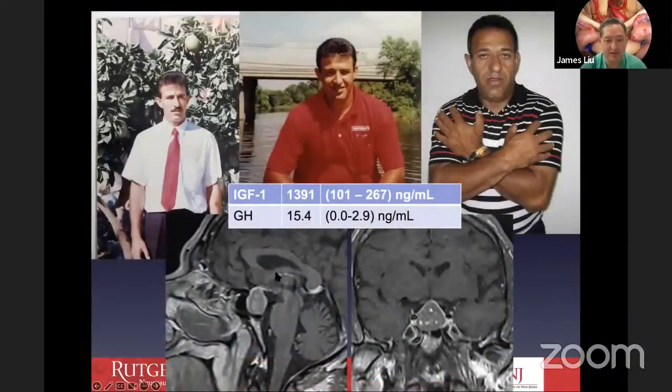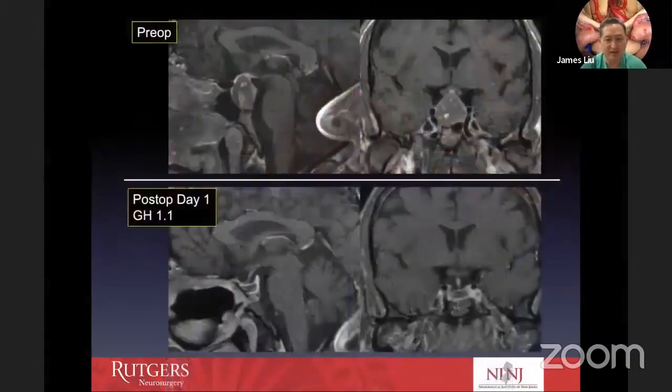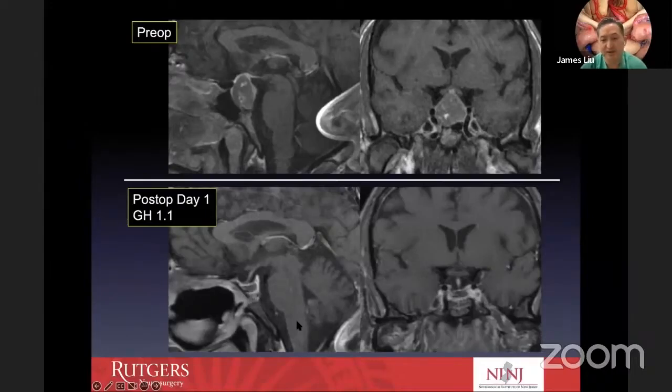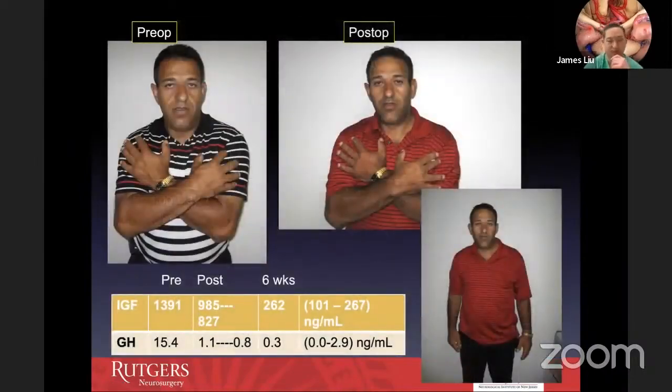This is a macroadenoma. You could see acromegaly patient, post-op day 1 growth hormone of 1.1. This is suggestive of cure. On post-op day 1 growth hormone of less than 2, and you could see excellent decompression.